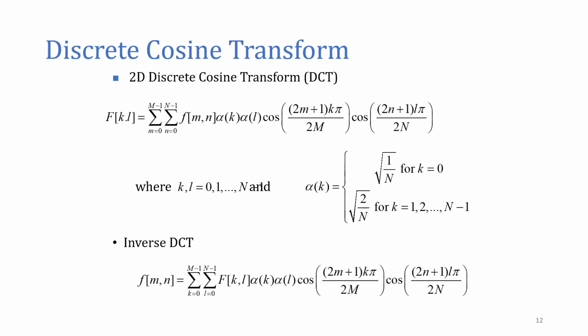For a 2D DCT, the same terms are represented. Here, instead of alpha of k, alpha of l is also multiplied, and instead of f of n we have f of m comma n. Here, in the same way, two kernels with m and n are used respectively.